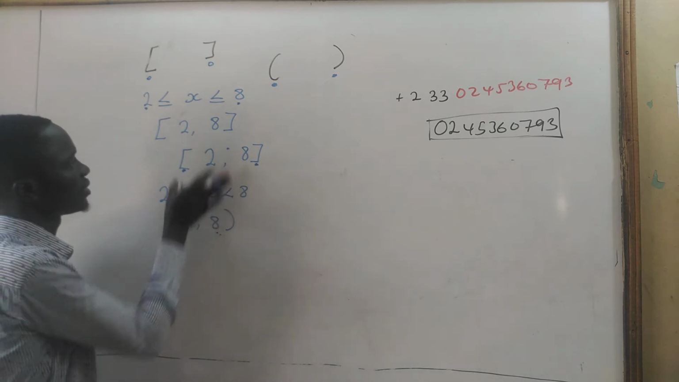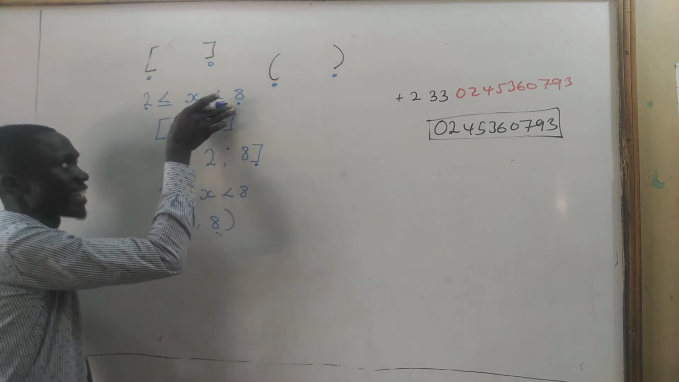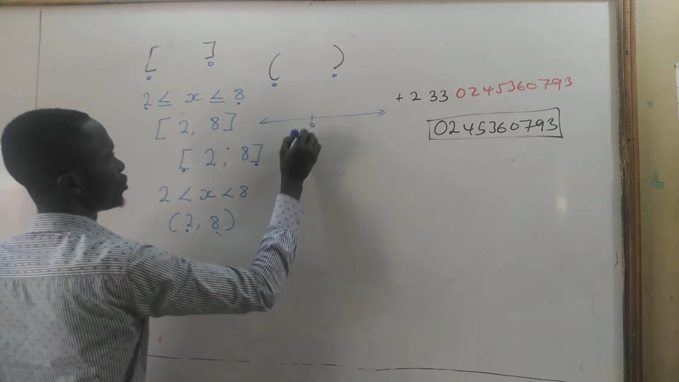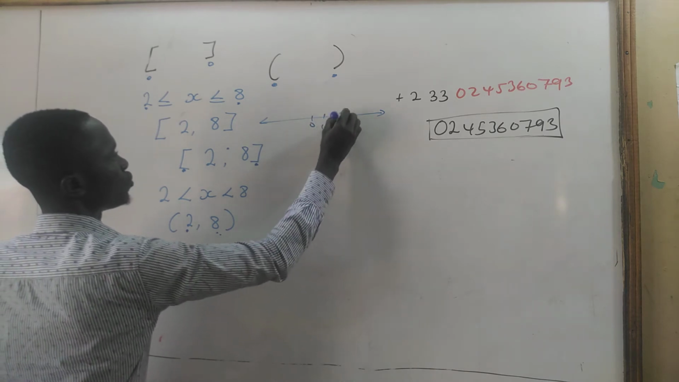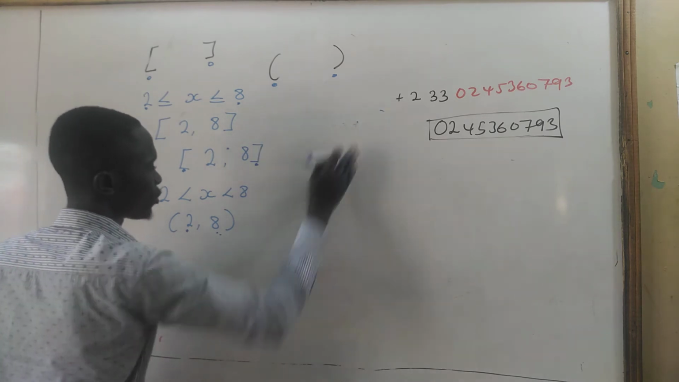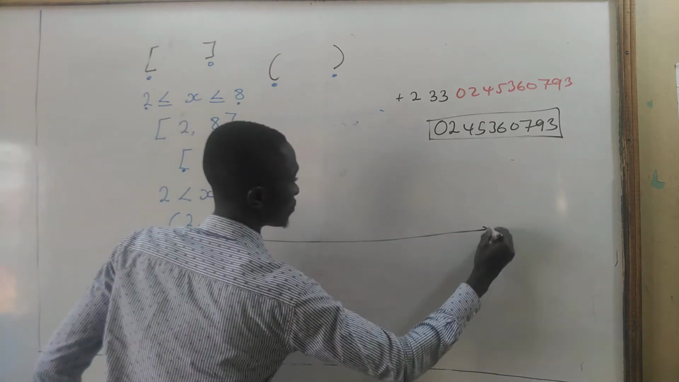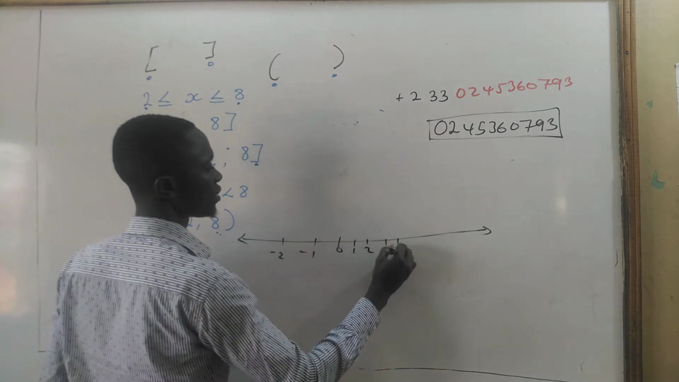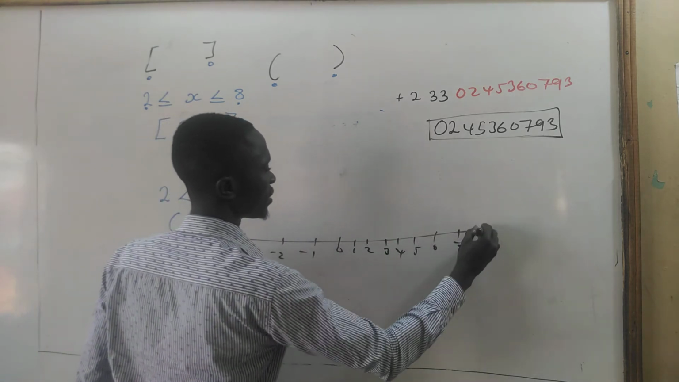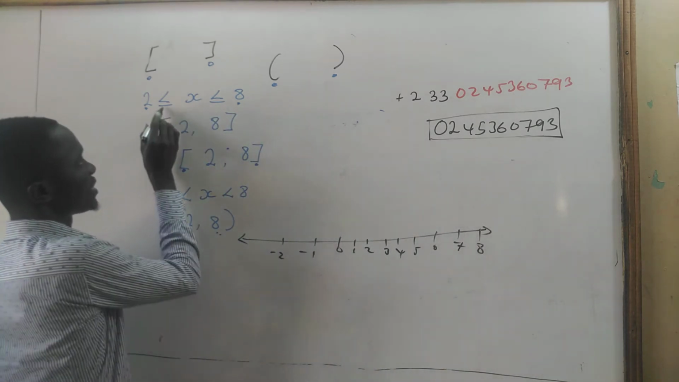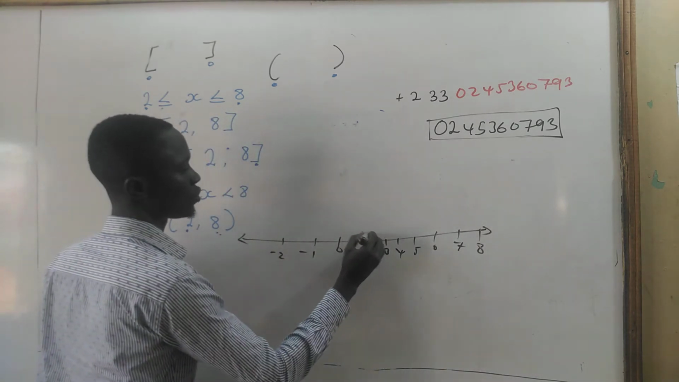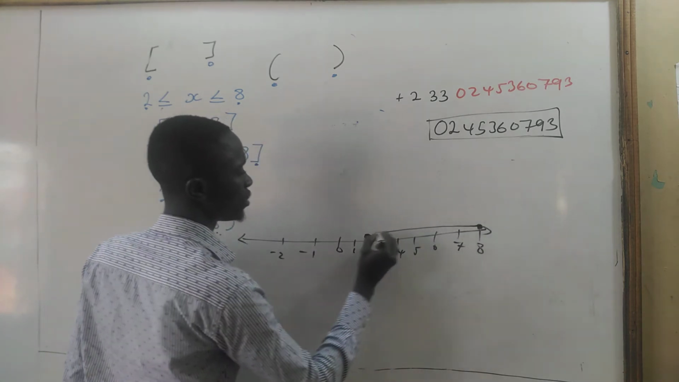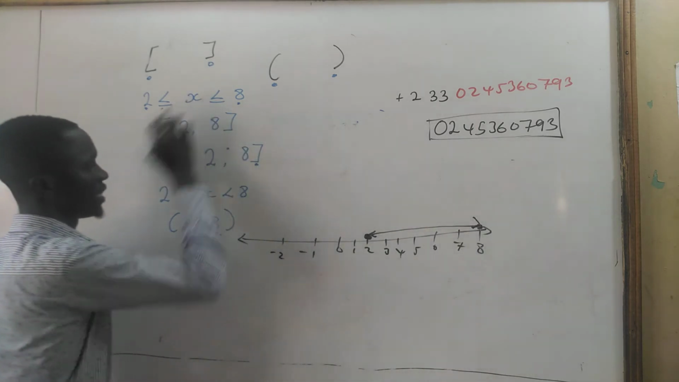Now how do we represent this on the number line, or how do we graph this? To graph this, we draw the number line. This is 0, then 1, 2, 3, 4. Let me draw it properly: 0, minus 1, minus 2, then 1, 2, 3, 4, 5, 6, 7, 8. On the number line, since we have less than or equal to, it means that 2 is included, so we use a shaded circle. 8 is also included. So this is the graph of this inequality.